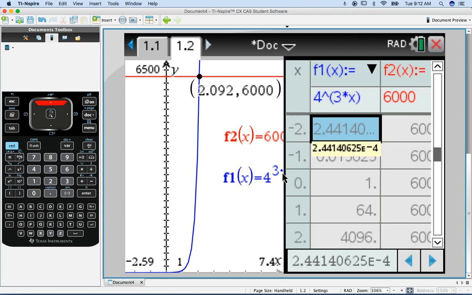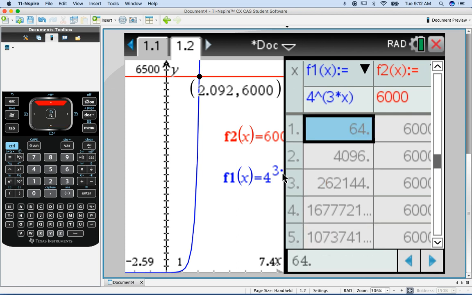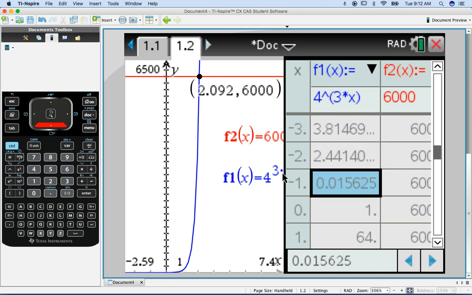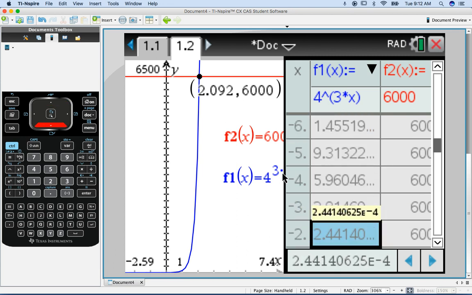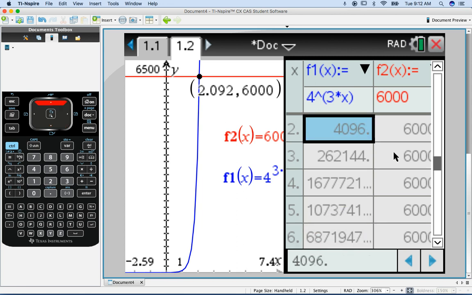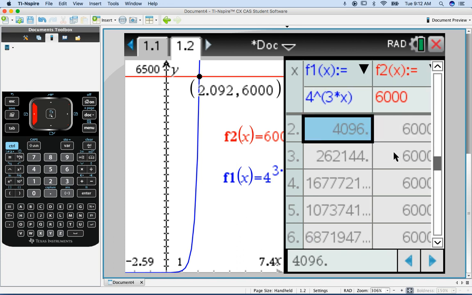So let's come over here, and you'll notice that all of these are already inputted as integers starting from negative 3, and it just keeps going on and on, all the way to 0, and then it goes to the positive values. And what we're trying to see is, when does this equal this? When do these numbers match up, okay? So you see right here, 4,096, it's not equal to 6,000. We want them to be equal to 6,000, okay?